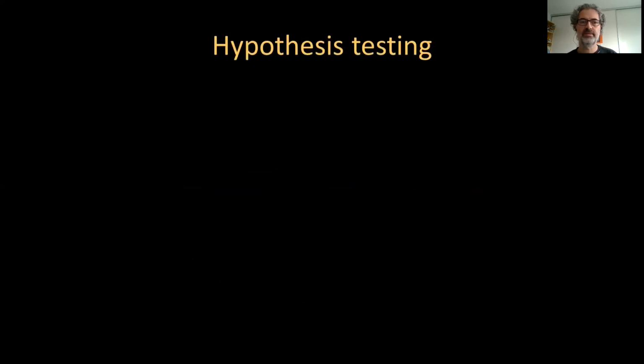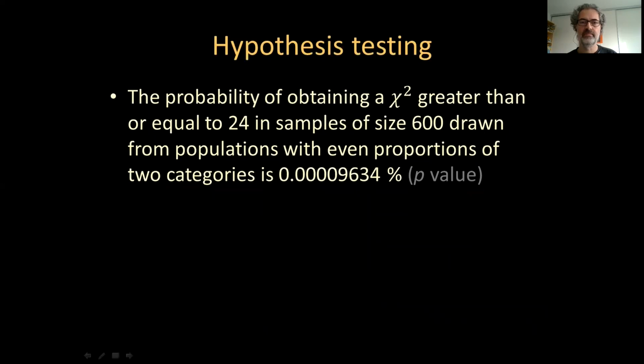In other words, the probability here of obtaining a chi-square greater than or equal to 24 in samples of size 600 drawn from populations with even proportions of two categories is this number. This is a very low p-value. It means it is extremely unlikely to draw 360 or more men if you're drawing from a population with equal proportions of men and women.